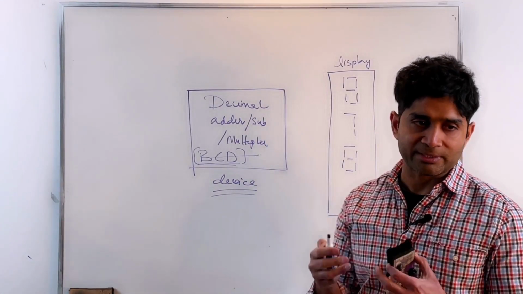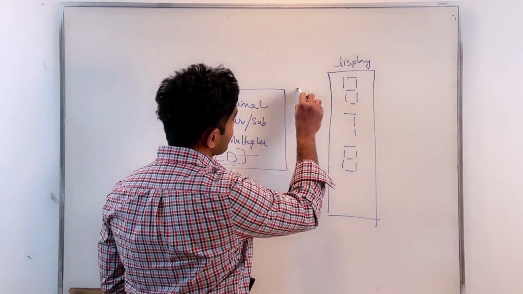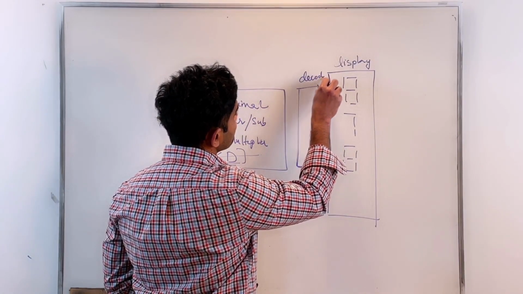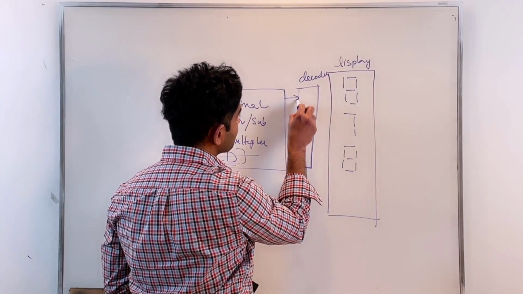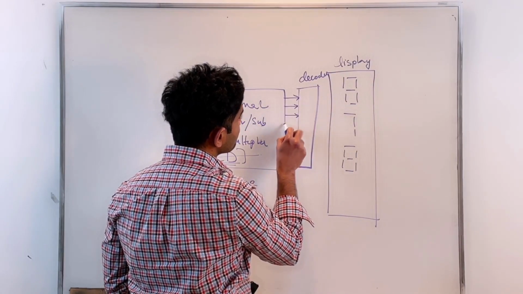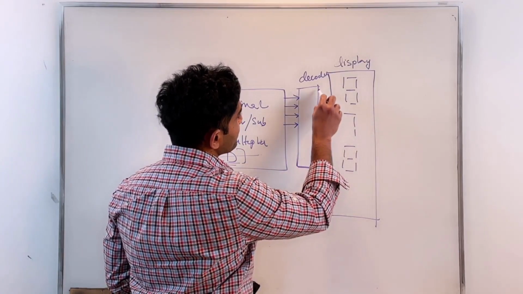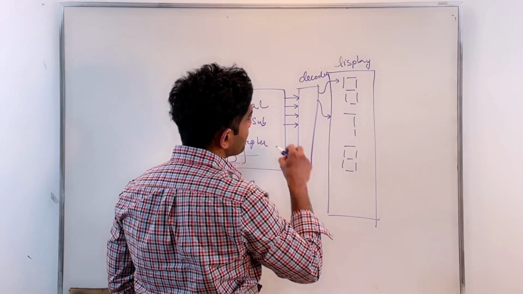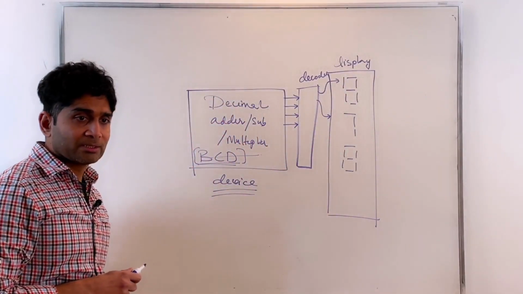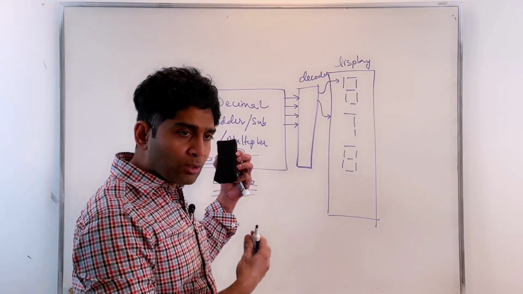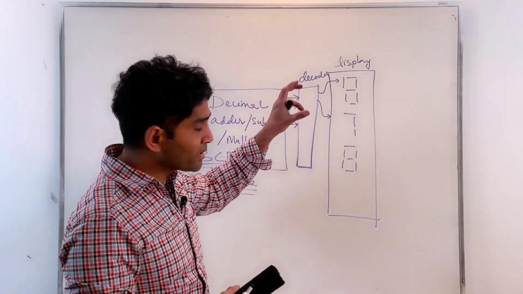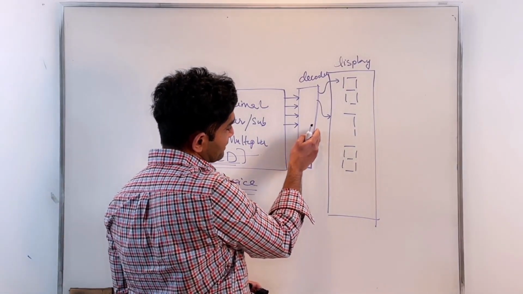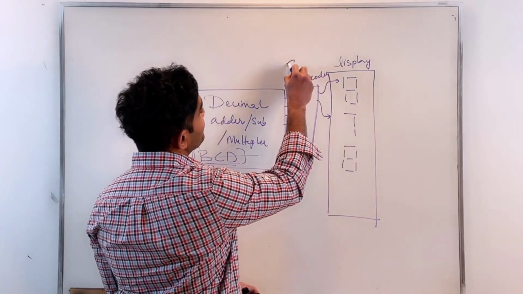Obviously there has to be some kind of a decoder here, to which you apply your binary coded decimal values. The decoder should be interfaced to your display, and it would decode the binary coded decimal value into a decimal digit. Because it's interfacing the display, we call that the display decoder.